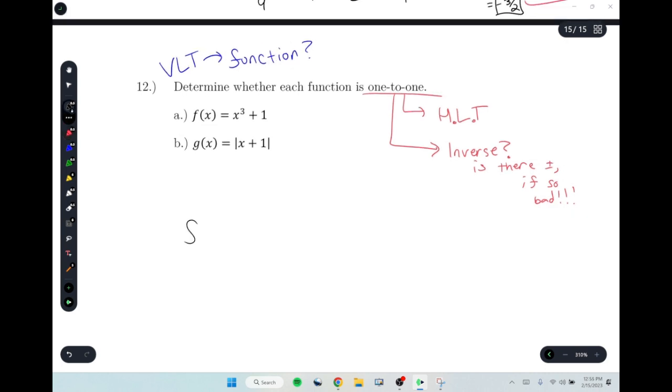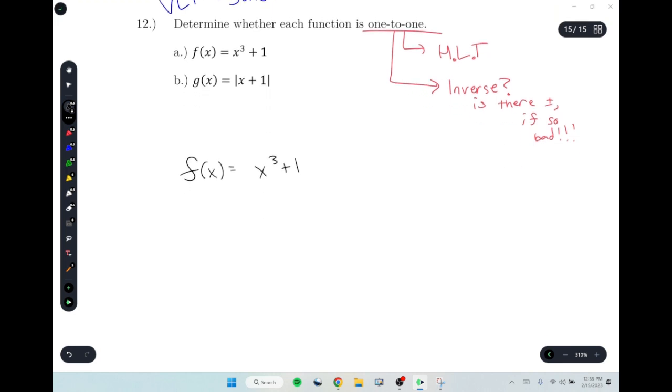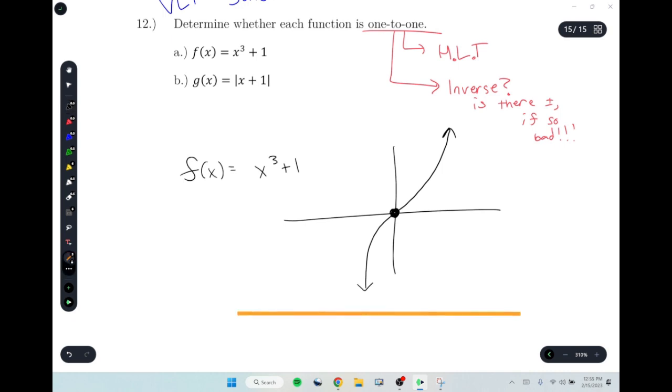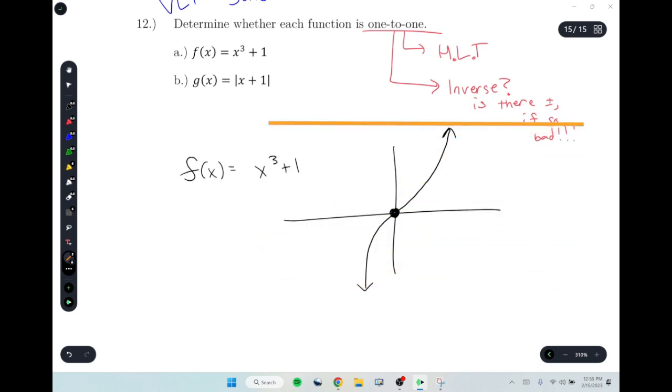So let's start with A. We've got f of x equals x cubed plus 1. This kind of comes down to, do you know your parent functions or not? What does the cubic parent function look like? Like that. Is that function alone passing this horizontal line test? Yes. Looks like it, right? Okay, so it gets a check mark, 1-to-1.